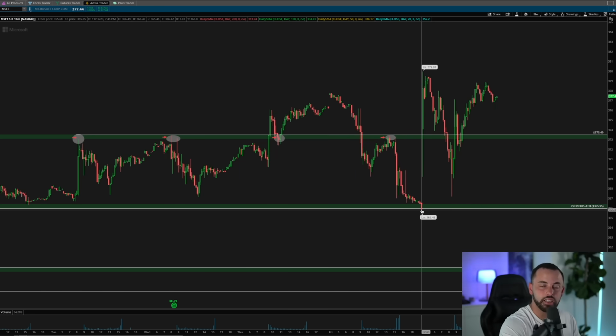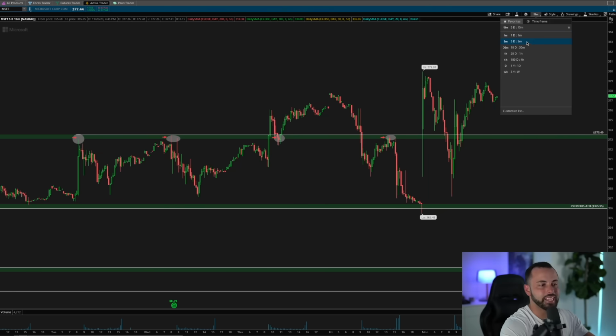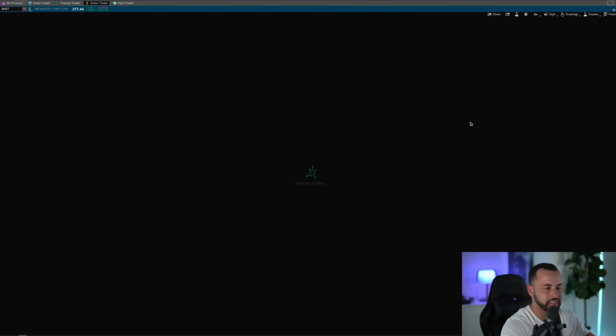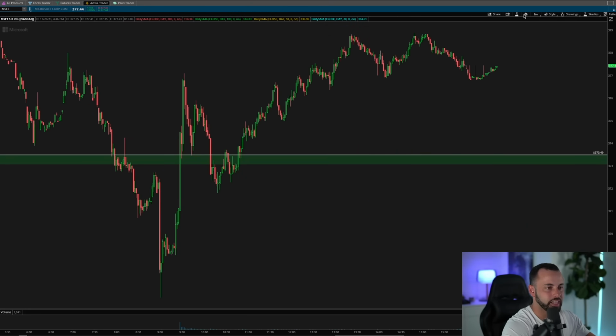So naturally, I was going to look to see, is Microsoft going to reject this level? Am I going to see some weakness, some weak price action at this level to potentially short? Or am I going to see a break and hold above it, see some price action maintaining above that level to potentially long Microsoft? So I want to break this down to the 2-minute chart now, and we can see exactly what happened at this level today. So we're going to break that down to the 2-minute.